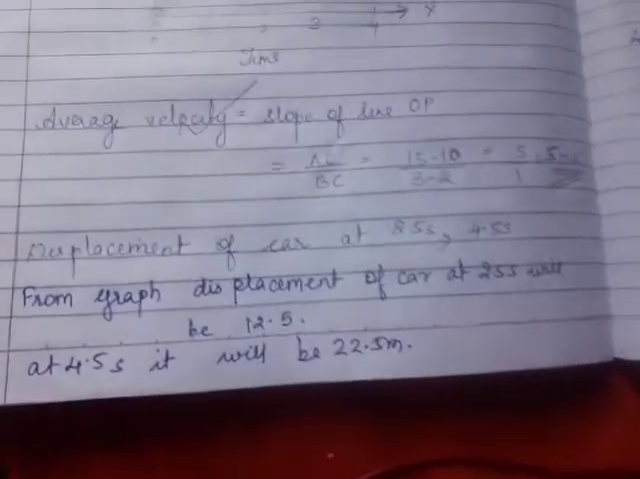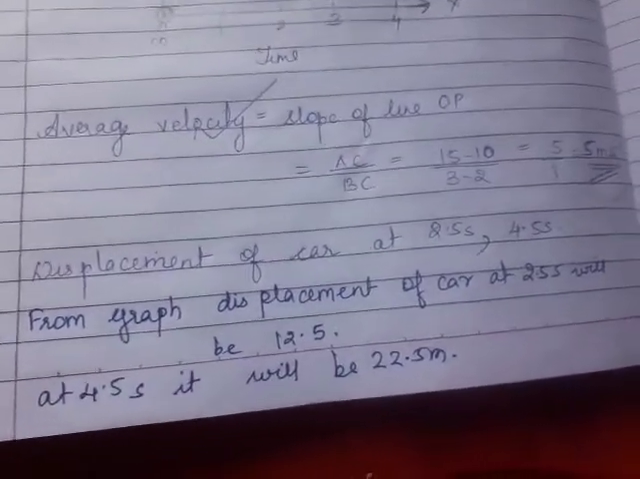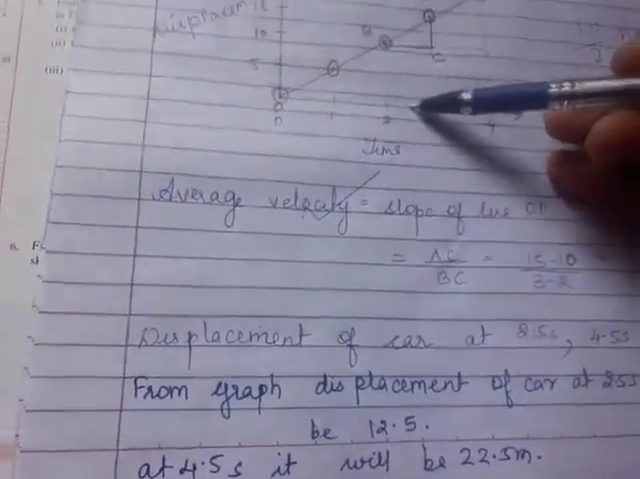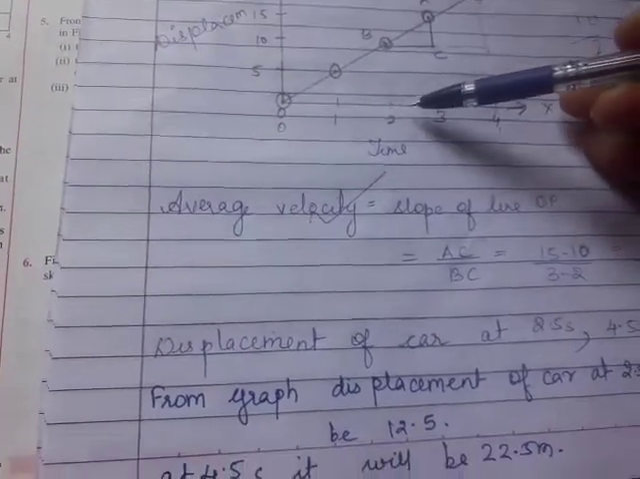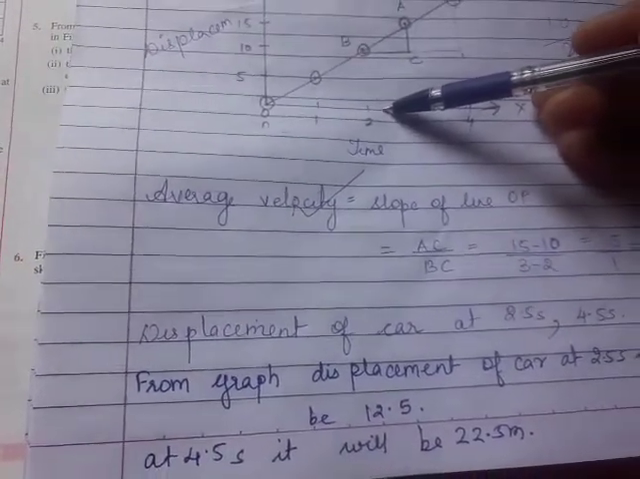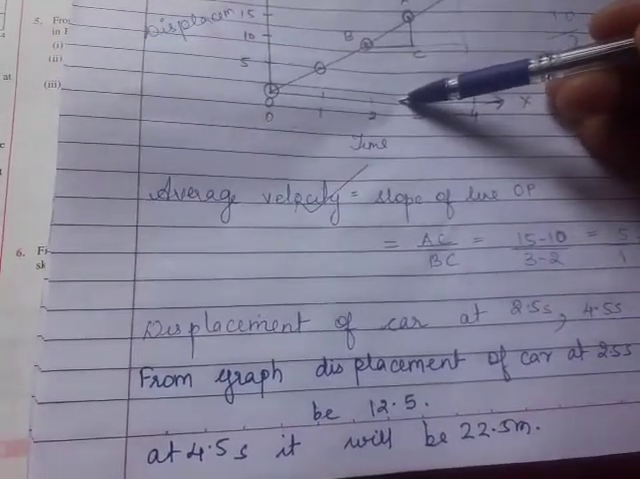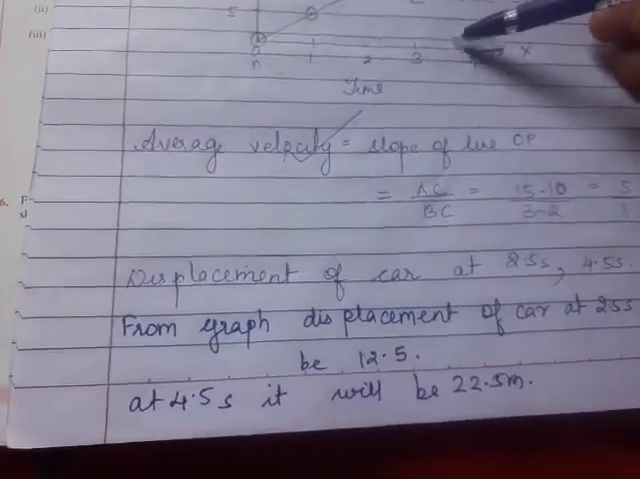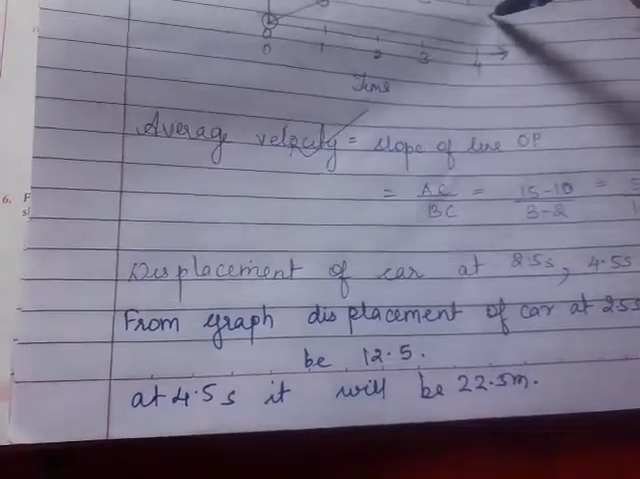Now second, you have to find out the displacement of the car at 2.5 seconds and 4.5 seconds. So from where will you find this? From the graph. So you just see where is 2.5. So 2.5 you have to see from the graph itself. I don't have the graph paper here, but you can see from 2.5. If you observe properly, you will get the displacement as 12.5. And for 4.5 you will get it as 22.5 from the graph.